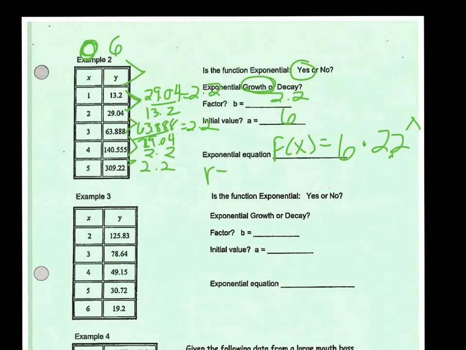And just real quick, my r value, the rate that I'm increasing by, I get by doing b minus 1. So my r value is 2.2 minus 1, which is 1.2, or 120%.